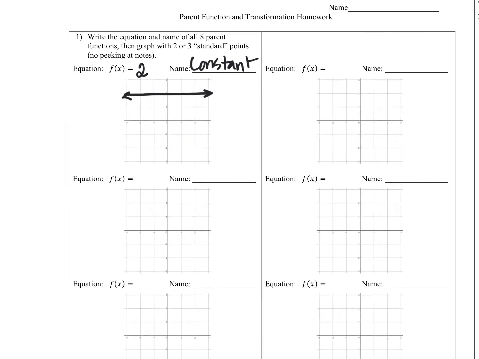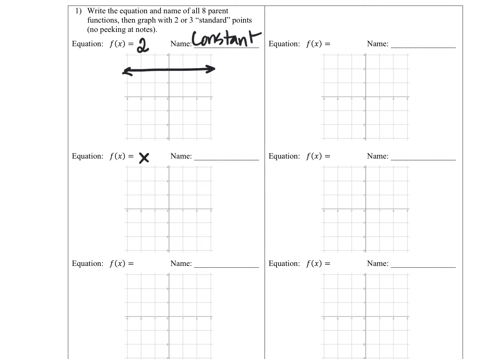Let's just come up with another one. We have f of x equals x. This would be our identity function. And that one's at 0, 0, 1, 1, negative 1, 1. So we have that nice diagonal line.